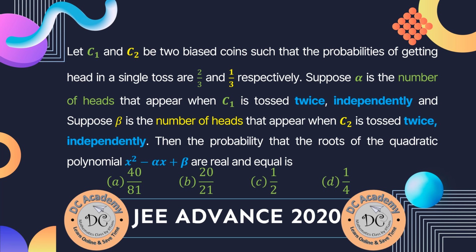Now it says alpha is the number of heads and beta is also the number of heads when both the coins are tossed twice, and these events are independent because it's mentioned. So the probability of getting head in C1 doesn't affect the probability on C2, as well as getting head for the first toss doesn't affect the second toss, right? Whenever we toss the coin a second time, they are not connected. So that's why they are called independent.